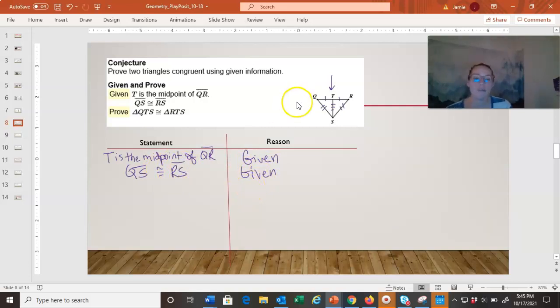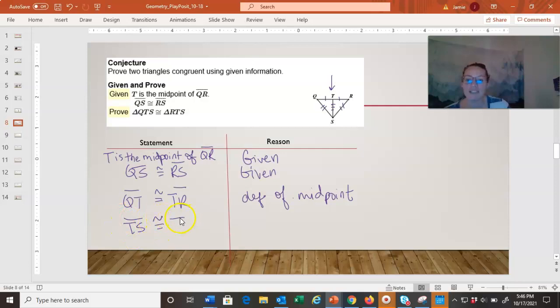Now the next thing we did, remember, we marked QT congruent to TR. And we knew we were allowed to do that. Why? Because T is the midpoint. So we would say definition of midpoint. All right, then what did we do to the picture? Then we marked TS. So we would say TS is congruent to TS. So you got to record everything that you marked on the picture. And we know that we're allowed to do that because it was the reflexive side.